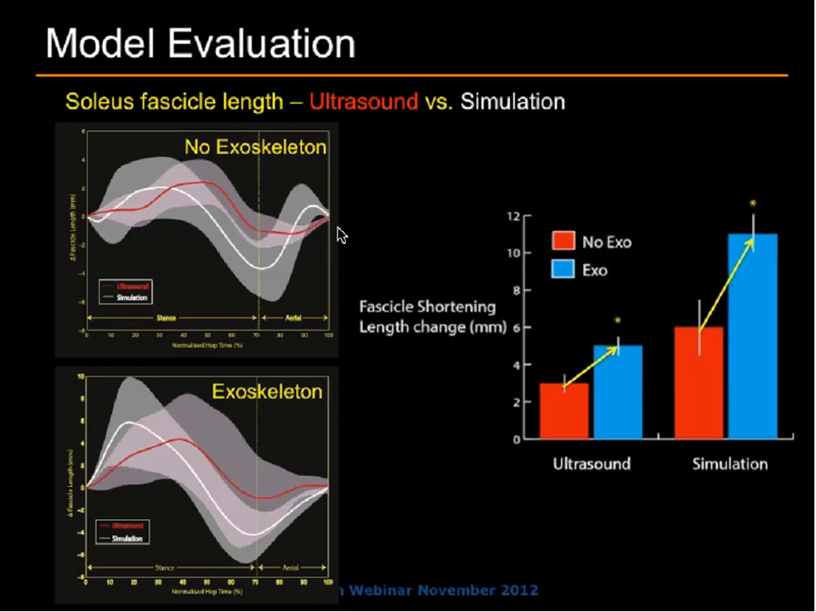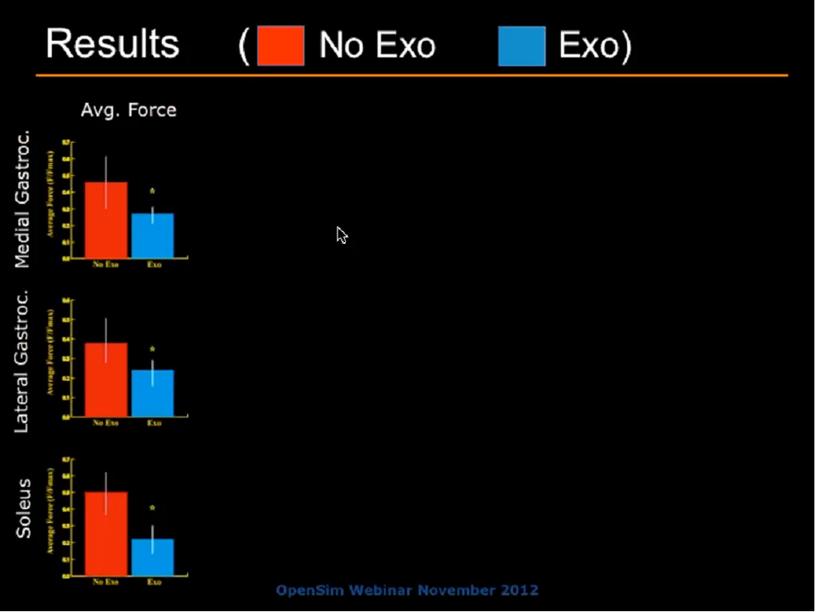And this is really important when we start to think about what's driving metabolic cost, which is what I'm going to talk about now. We're going to start to look at some of the results from the simulations only now, where we see, again, the no exoskeleton condition in red and the condition where an exoskeleton was worn in blue. And what I'm going to plot here is soleus, lateral gastrocnemius, and medial gastrocnemius data.